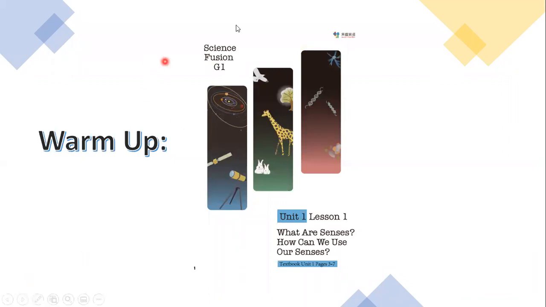This is from Science Fusion G1, Unit 1, Lesson 1, very beginning. Remember, we need to warm up. One good way is to ask questions at the beginning. And at the beginning of this lesson plan are some questions. You can ask them, what are senses? How can we use our senses?